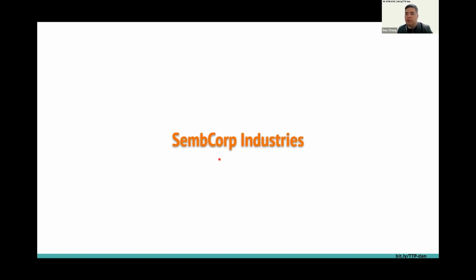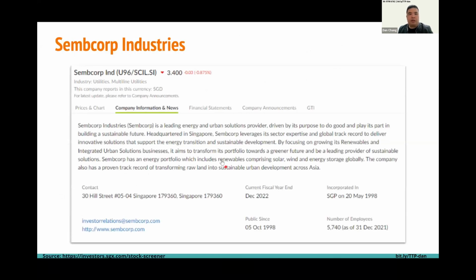The next one, Sembcorp Industries. According to the SGX website, Sembcorp Industries is a leading energy and urban solution provider. So they are focusing on renewables and integrated urban solutions. They already have an energy portfolio which includes a lot of renewables like solar, wind, and energy storage. And they already have a proven track record of transforming raw land into sustainable urban development across Asia.